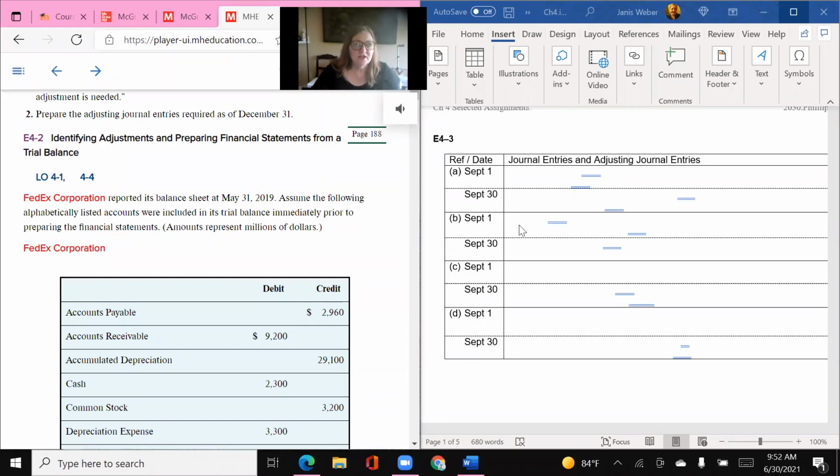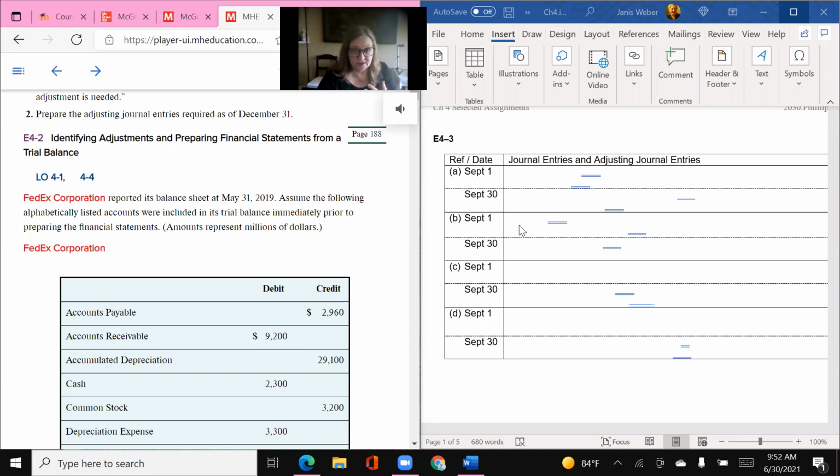Okay, we're doing some exercises from chapter 4 of the Phillips 7e book. This is talking about closing and adjusting. Adjusting entries first and then closing. So first what we'll do is exercise 4.3, and I believe it's in your textbook.